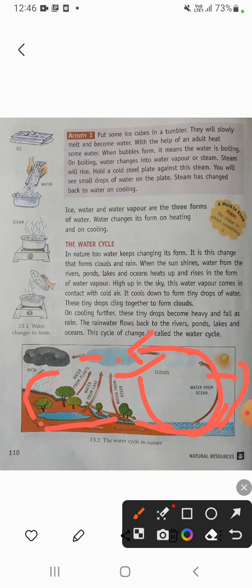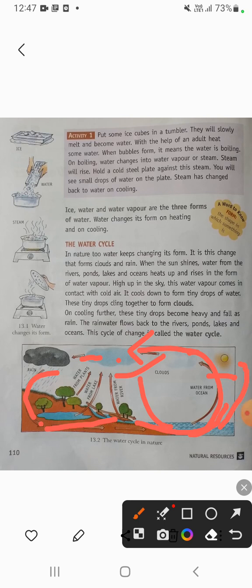Students, I hope you understood about the water cycle very well with the help of this video. Now students, it is your turn to study it and grasp it.